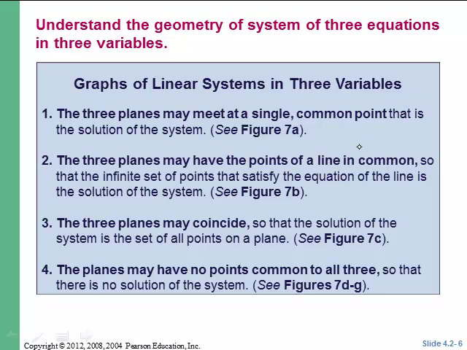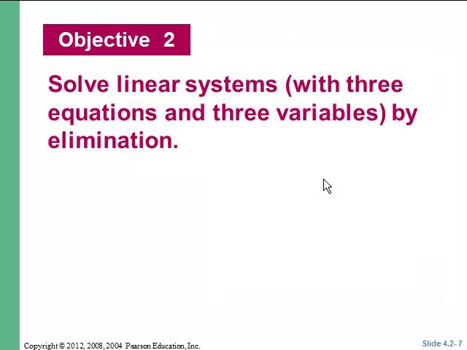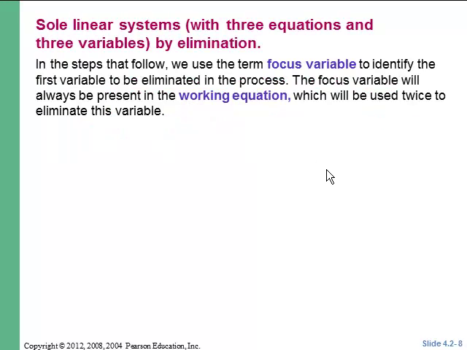So we're going to find figures that are 3 planes meet in 1 point, 3 planes meet in a common line, at least 2 of them coincide, or none of them coincide. So let's see how to solve by elimination.